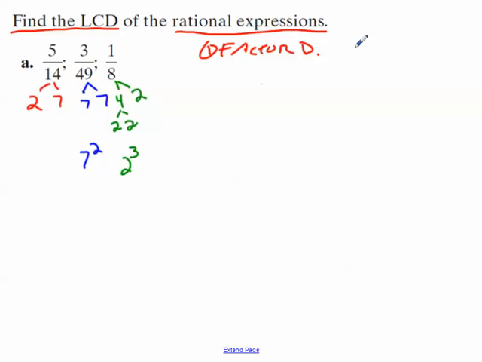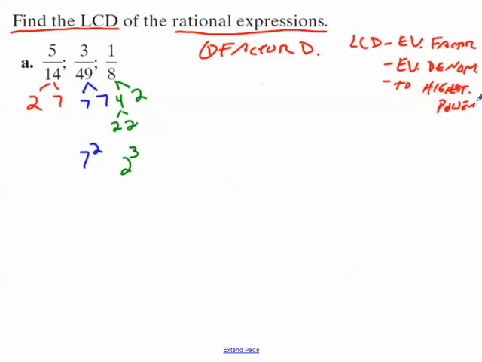Step number 2 was to list our lowest common denominator. The lowest common denominator includes every factor multiplied together from every denominator raised to the highest power. All right, so the lowest common denominator includes every factor from every denominator raised to the highest power. Let's go and list our lowest common denominator. It includes every factor.